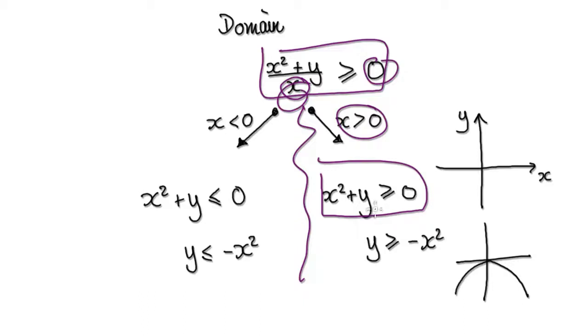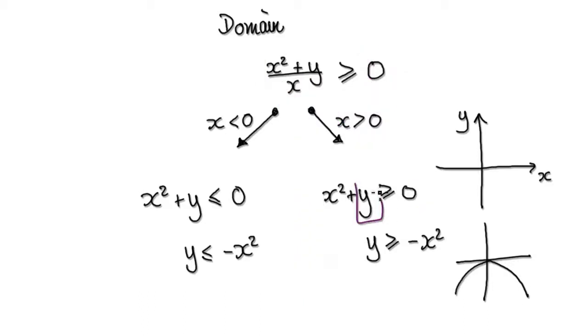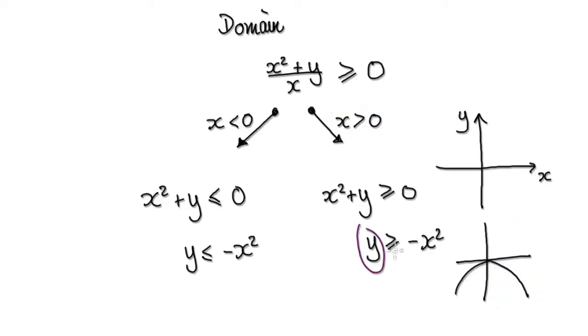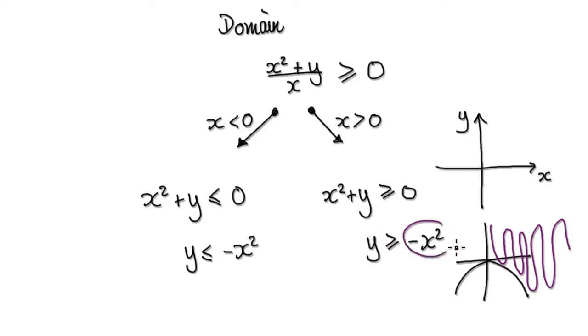Now we want to get y on its own. So take away x squared from both sides. That will then give us this. So what that means is when you consider x being greater than 0, which means you're considering the right hand side, y needs to be bigger or equal to negative x squared. So that's this region here, not this one here, because y has to be bigger or equal to negative x squared.